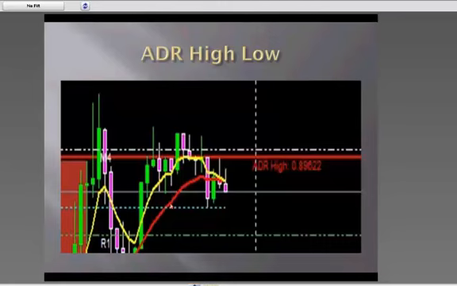Strong resistance, strong support. The high of the day with M3, mayonnaise, and ADR. The low of the day with M1, ADR, and the timing.